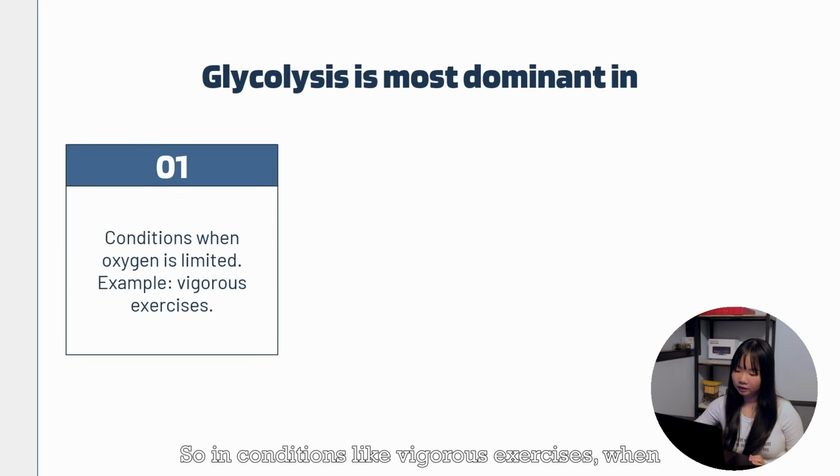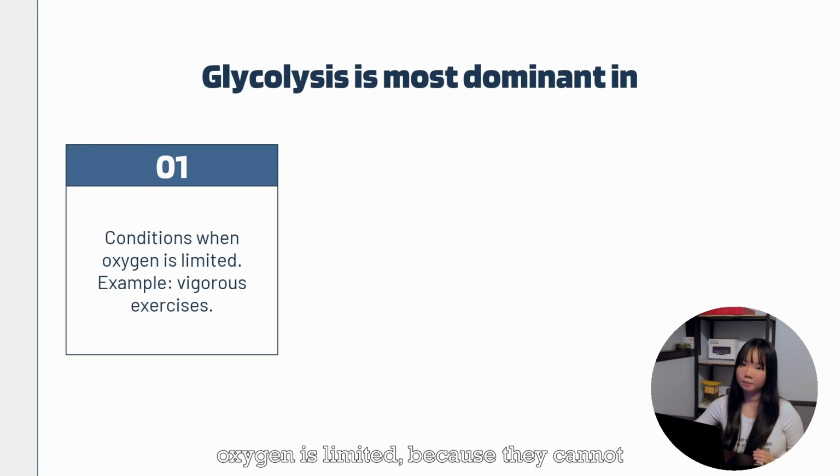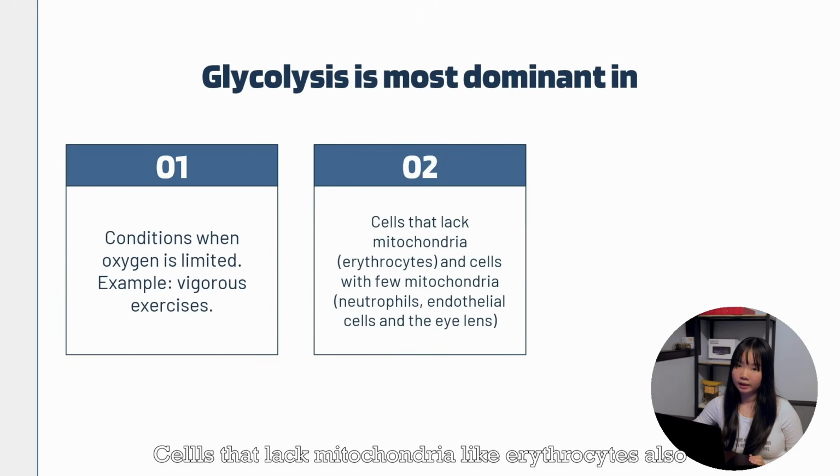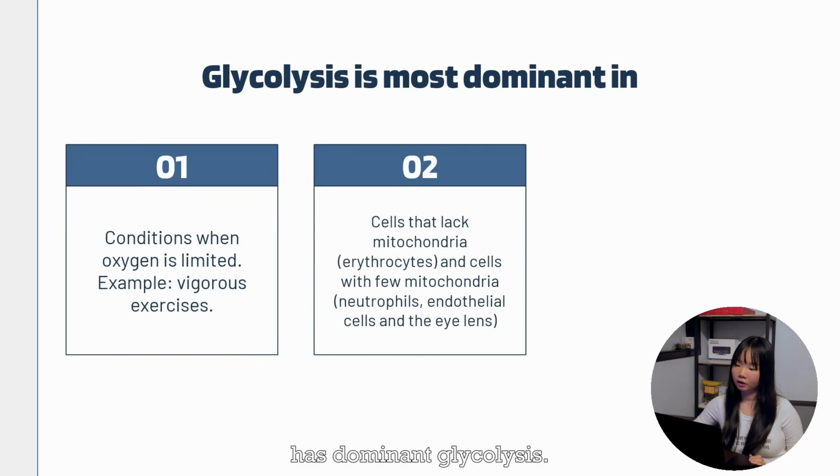oxygen. So in conditions like vigorous exercise, when oxygen is limited because it cannot be sufficiently delivered to different cells or tissues to support demand, glycolysis is the process that we use to provide energy in order to support life demands. Cells that lack mitochondria, like erythrocytes, also have dominant glycolysis. This is because mitochondria is the site in which many processes, including oxidative phosphorylation as well as the citric acid cycle, occur.